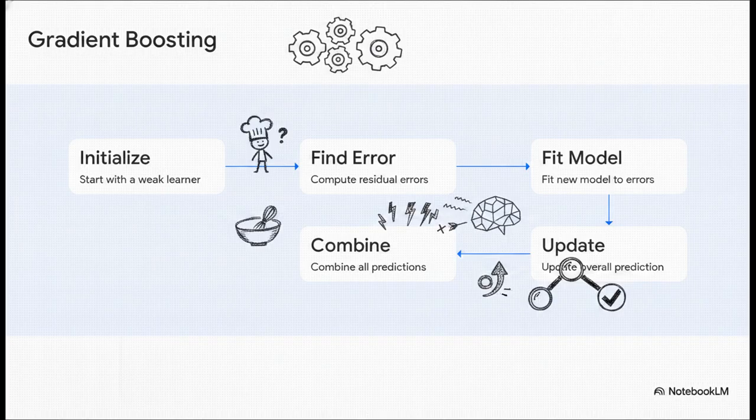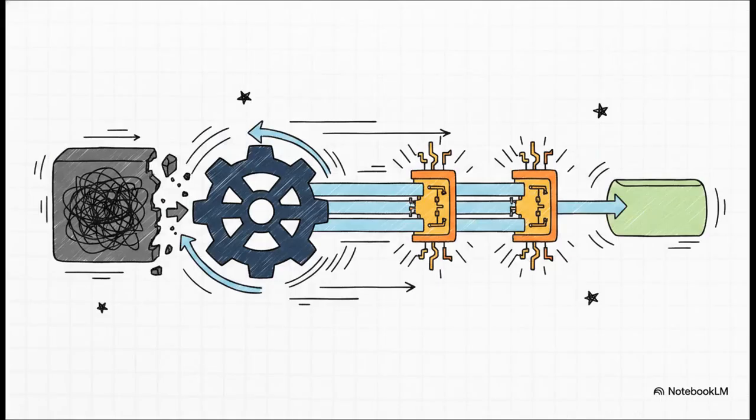We fit a brand new model strictly to those errors, update our overall prediction, and then we just repeat the loop. We keep looping until a stopping criterion is met, and finally, we combine all those predictions into one highly accurate final model. Okay, but you're probably thinking, a sequential process like that sounds incredibly slow for large datasets, right?